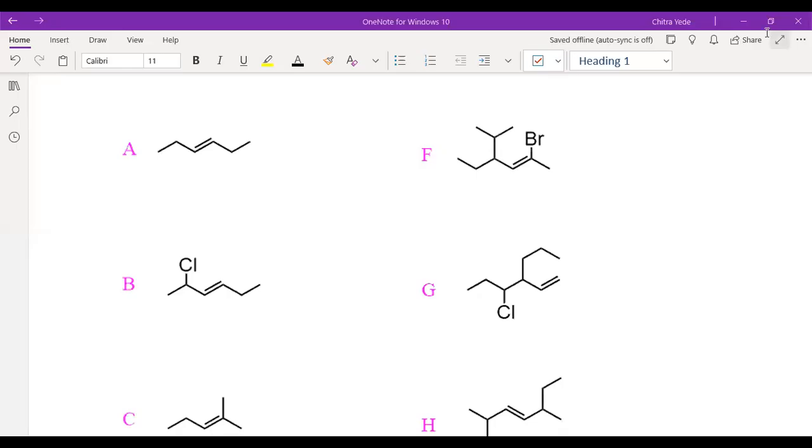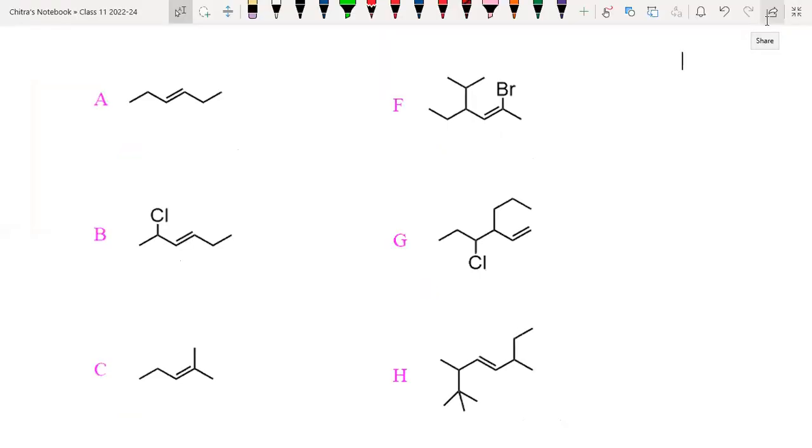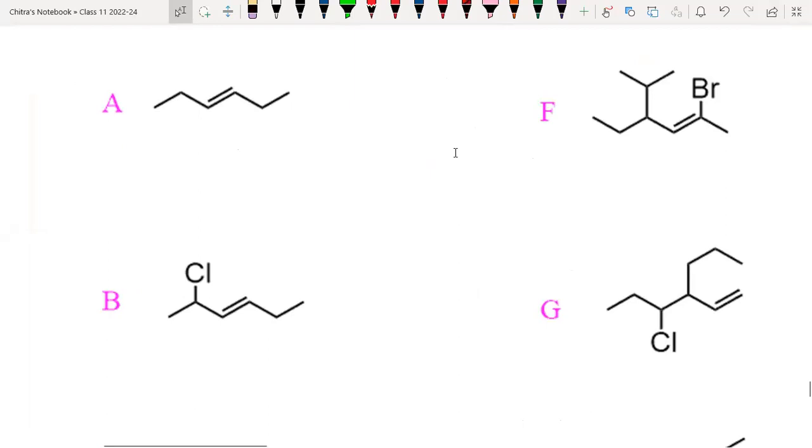Okay, so today we are going to write IUPAC names. I'm just making it a little zoom larger so you'll be able to write the name. The first one, A.